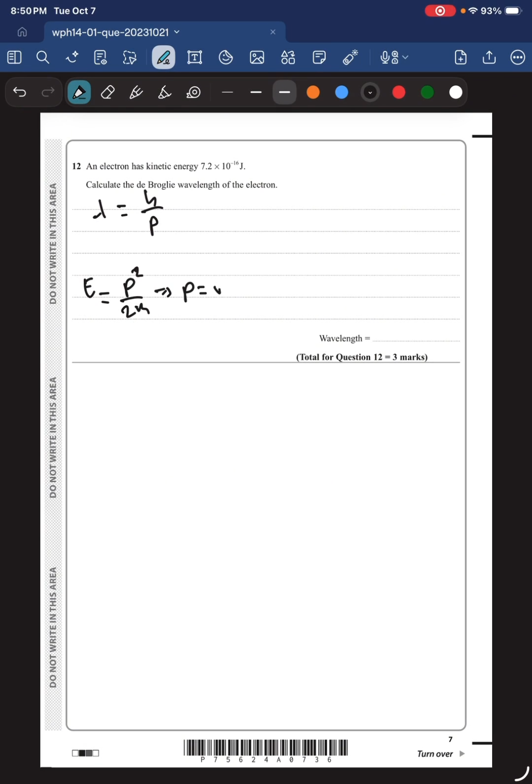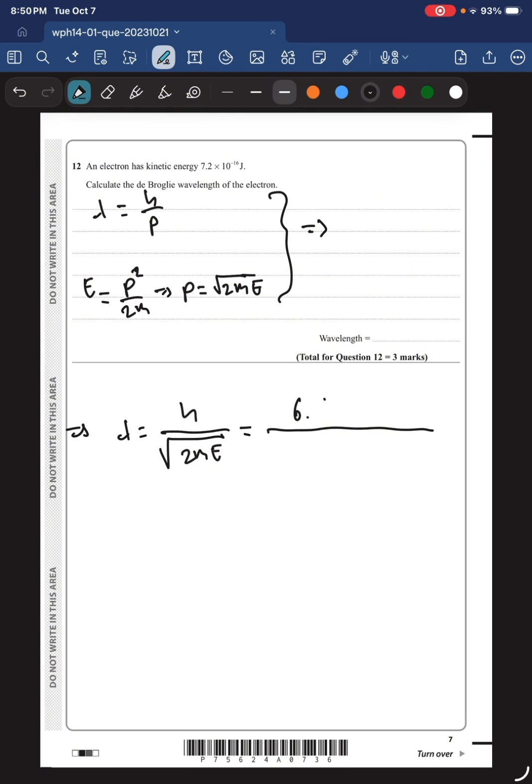So p is the square root of 2m times the kinetic energy. And if we plug into lambda, we find h over the square root of 2mE. And then h, I know it by heart, but you should consult the back of your paper. 6.63 times 10 to the negative 34 over the square root of 2 times 9.1 times 10 to the negative 31 times the kinetic energy, which is given as 7.2 times 10 to the negative 16 joules, okay?